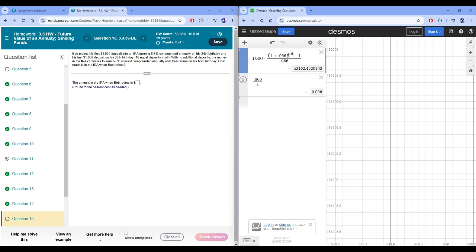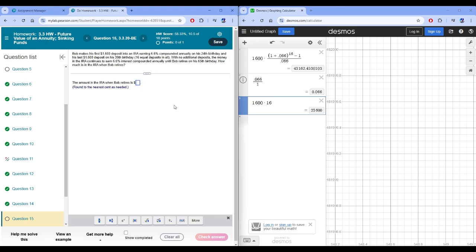Okay. So it looks like he would have a total of 43,000. Does that seem right? 2,000 times 16. Yeah, that seems right, because he's gonna have just on deposits alone 1,600 times 16. He'd have 25 grand in there. From there, earning 6.6% compounded annually. The amount in his IRA when he retires. No. So this is how much he has in his account as he's adding. Then it continues to earn compounded annually.